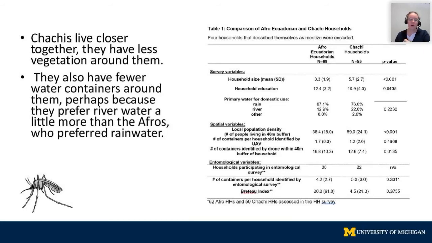Anyway, those were the primary differences. There was less water storage in the Chachi community, less vegetation, and higher population density. And in the entomological surveys, we saw many more positive containers identified in the Afro side of the community compared to the Chachi side as well.